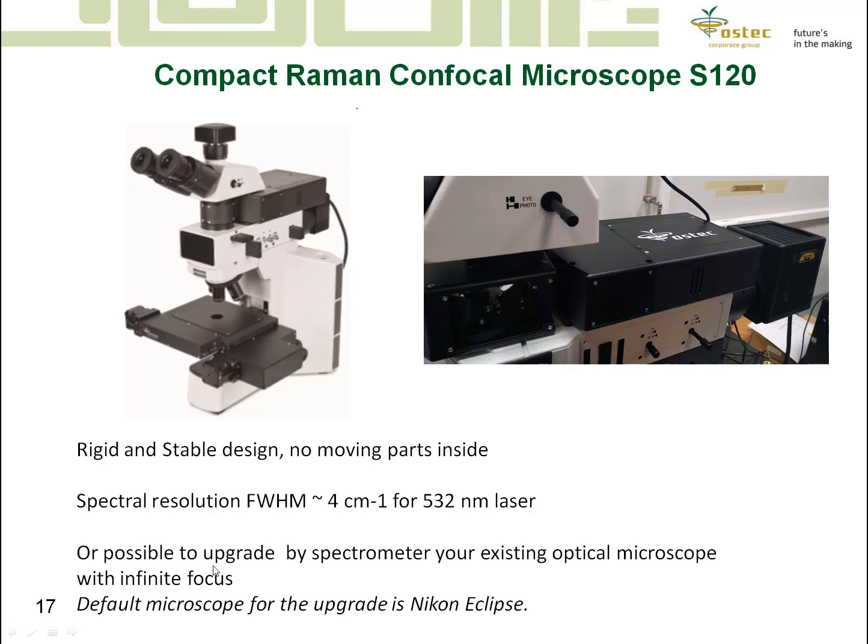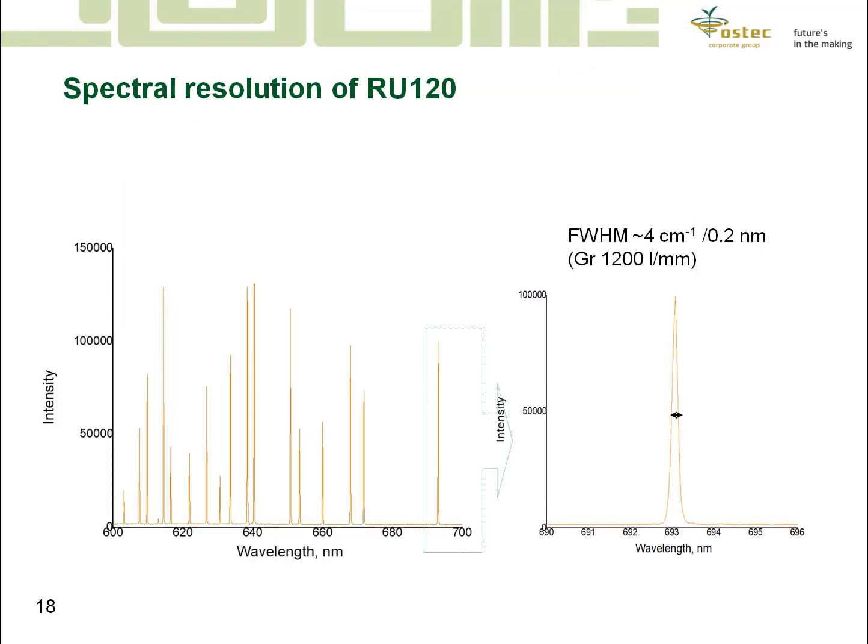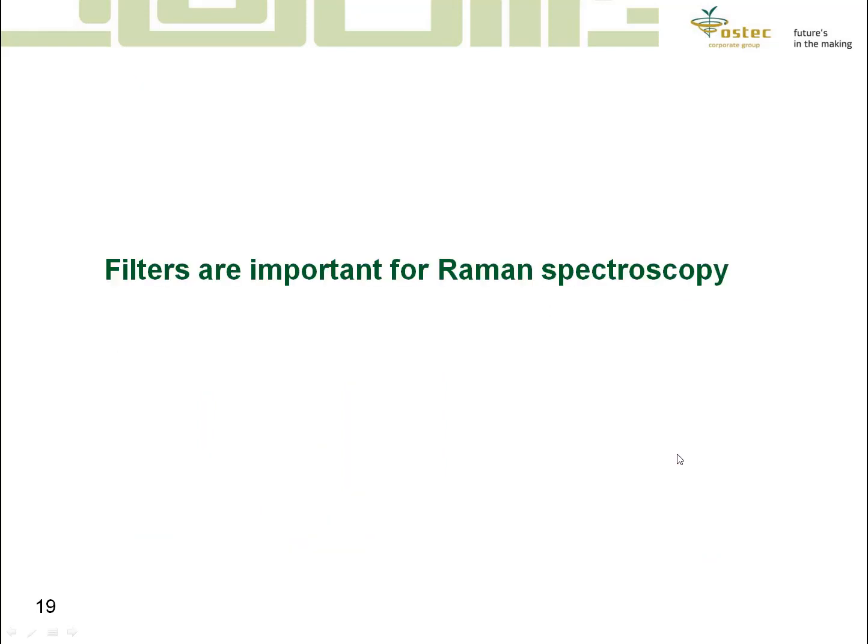And here we can see a very compact design microscope from Aztec company, and it can demonstrate down to 4 wave number resolution for the green laser, and such resolution is typically good enough to recognize most of the spectra and detect some composition materials sample distribution. So you can see 0.2 nanometers for such system is quite standard parameter.